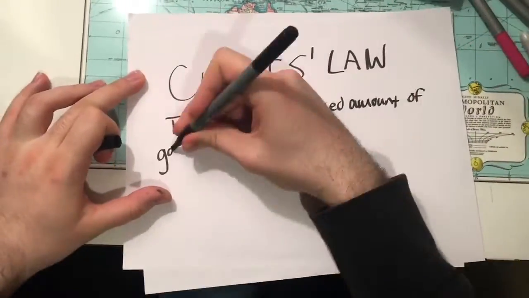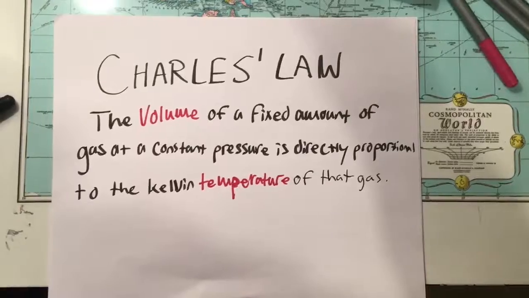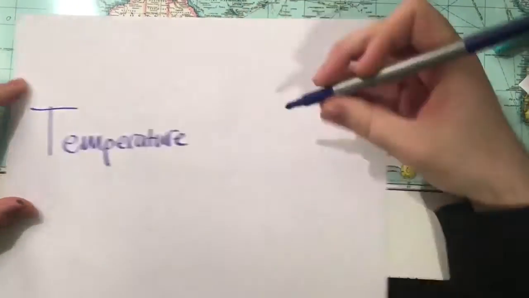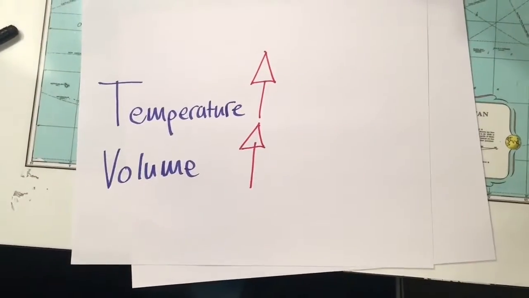Charles's law states that the volume of a fixed amount of gas at a constant pressure is directly proportional to the Kelvin temperature of that gas. By this, Jacques Charles meant that as the temperature of the gas rises, so does its volume, and vice versa.